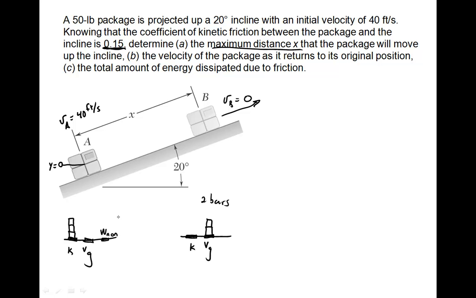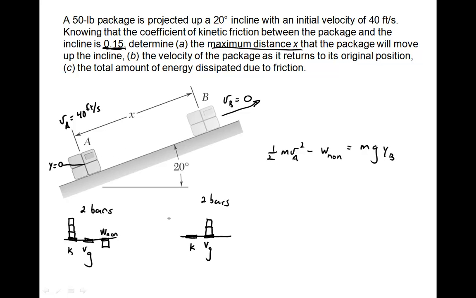This is work done by non-conservative forces, and I'm going to make that a -1 bar. And now I've got 2 bars on both sides. And so 1/2 mv at A squared minus the work done by non-conservative forces, in this case friction, must equal mgy at B. Well, I'm not going to go into too much detail.